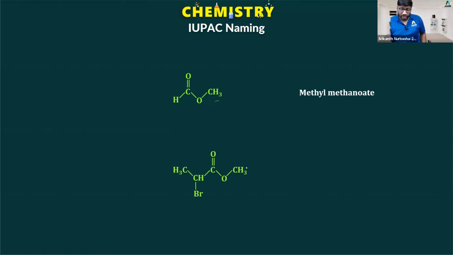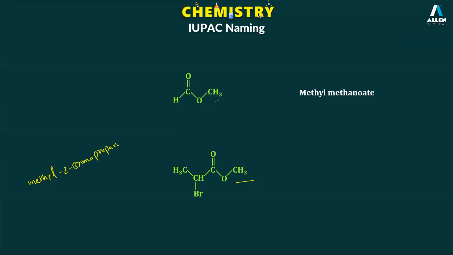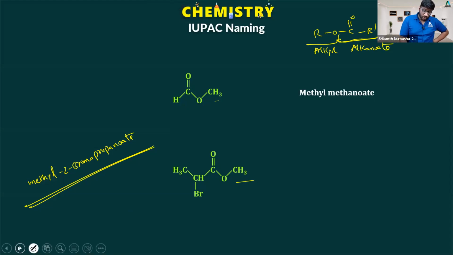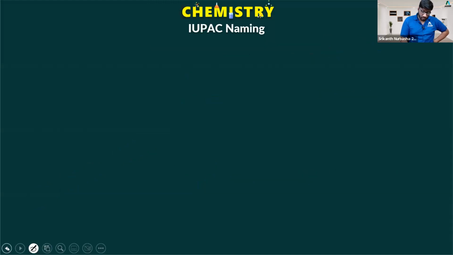CH3CHBrC double bond OCH3. What is the name here? This is the alkyl group and this is the alkanoate group. So alkyl alkanoate. Alkyl means methyl, and methyl comes first. In the alkanoate we have a substitution, so 2-bromo propanoate. Okay. Methyl, this is the alkyl group. R O C double bond O R dash, this is alkyl and this is alkanoate. So methyl 2-bromopropanoate, that is going to be the correct name.